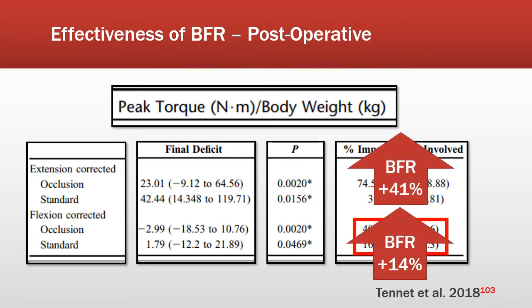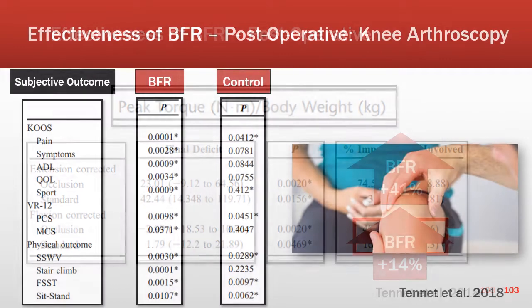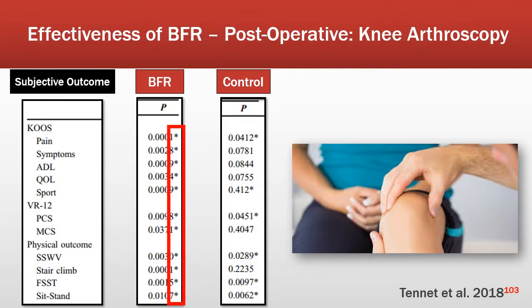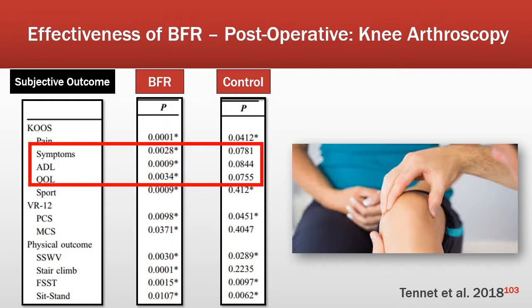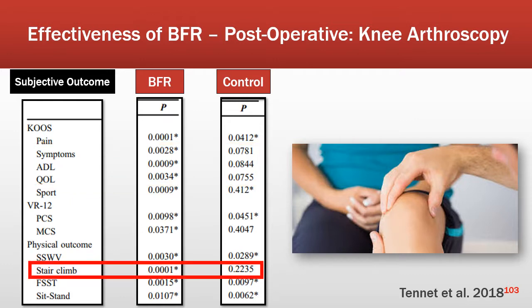And I did the calculations for you. So 41% increase compared to standard treatment, and then in the knee flexion a 5% increase. If you're asking these individuals on the KOOS how they did, again, statistically significant across the board for every question for the BFR group. For symptoms, ADLs, and quality of life, the controls did not meet statistically significant difference from their pre, and their stair climbability also suffered.